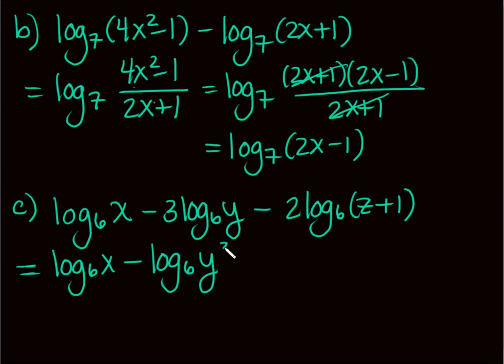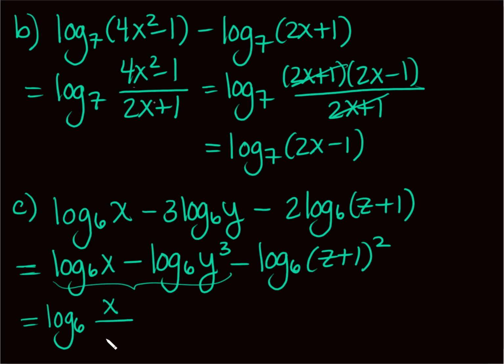Minus log base 6 of z plus 1 squared. Okay, I'm going to go left to right again. What does subtraction become? Subtraction becomes division. So I get x over y cubed, minus log base 6 of z plus 1.